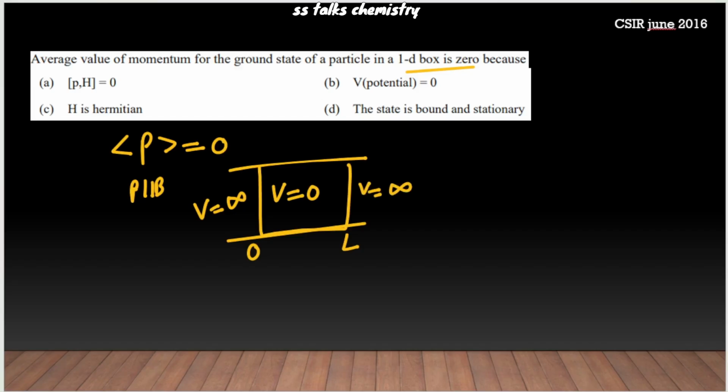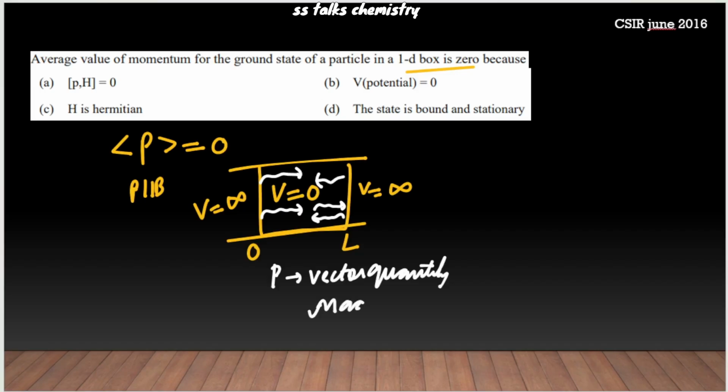Now the particle is moving like this, going in this particular direction. When it is going, it will strike this particular wall and will be coming back in this direction, right? So that means the particle is moving in all directions, and the momentum that we have is a vector quantity. It has both the magnitude as well as the direction.